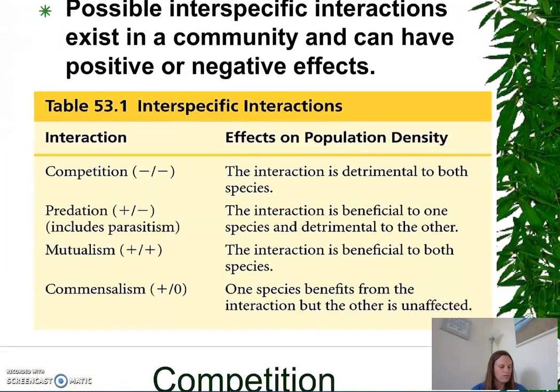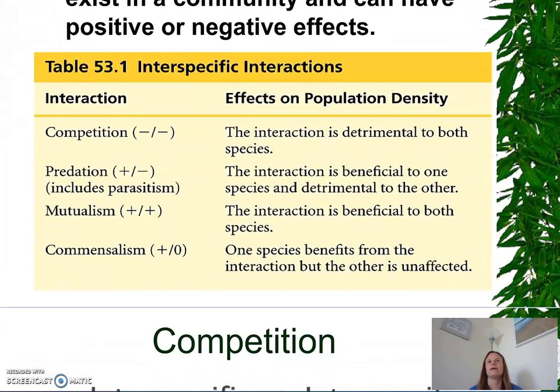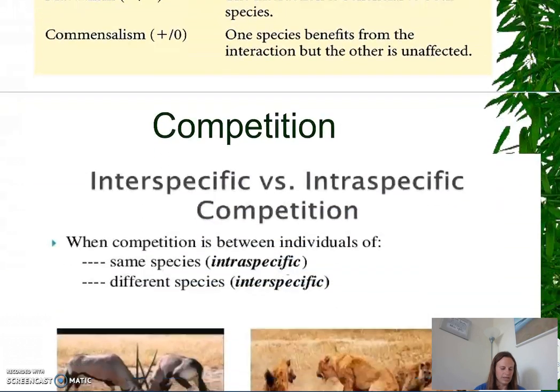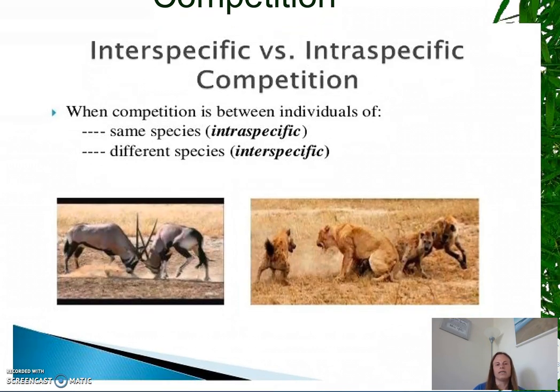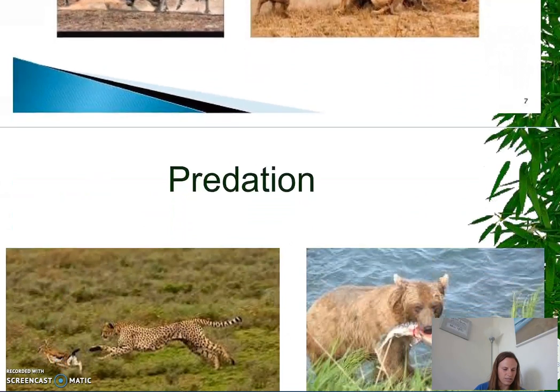neutral effect. So for example, competition is negative or detrimental to both species. Predation benefits one, it's positive for one, but detrimental or negative to the other. Mutualism is a win-win. It's beneficial to both species. And commensalism is beneficial to one and the other one is not affected. So here again, intraspecific competition is within the same species. Interspecific is competition between different species.